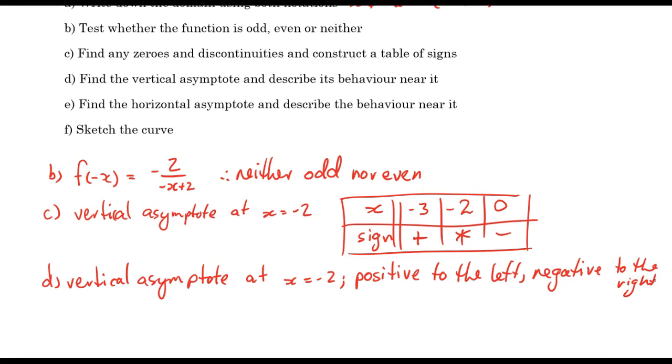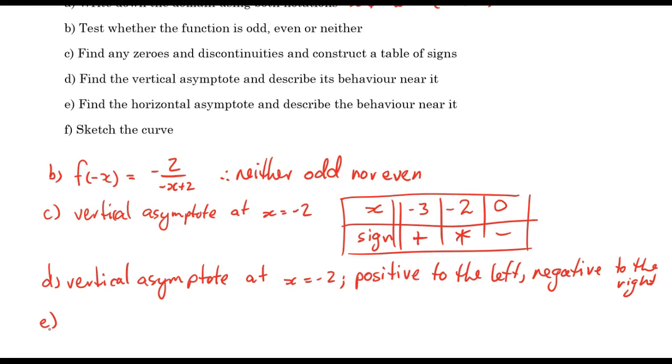It's D. Now E. Find the horizontal asymptote. Describe its behaviour near it. We're going to learn some more techniques to do this soon, but right now let's just consider what happens when x gets very large. I'll get negative 2 over a very large number, which will become very close to 0. If I do 2 divided by a large number, it approaches 0.